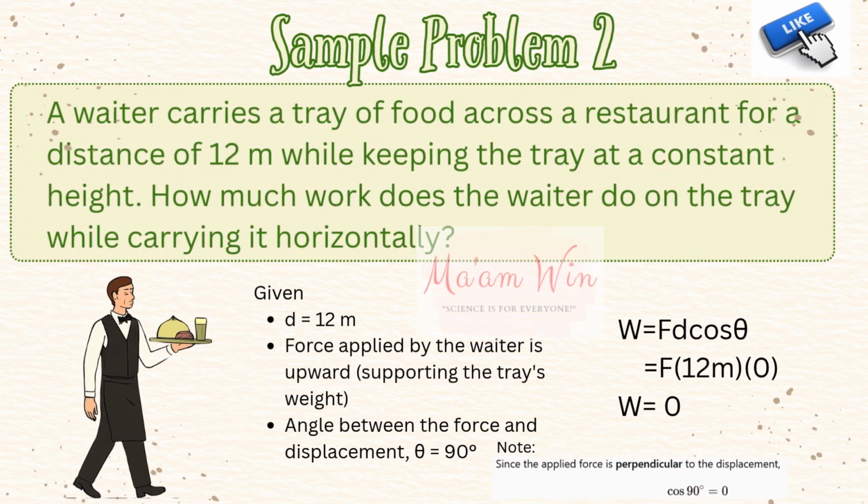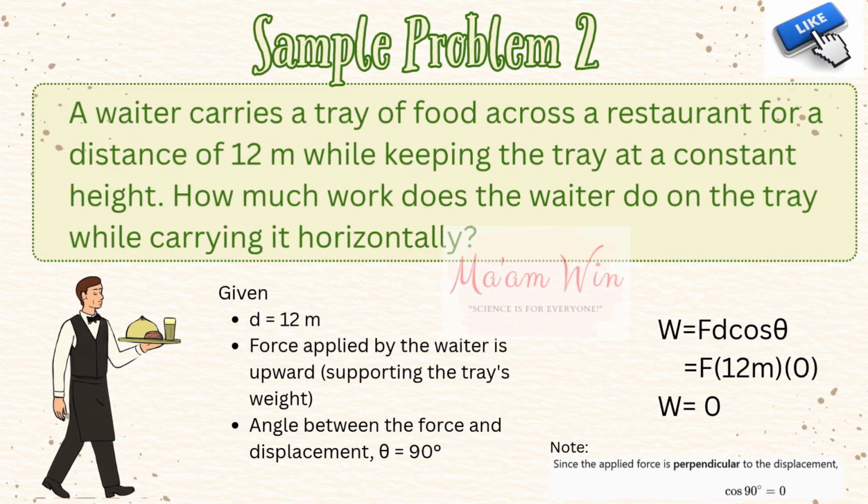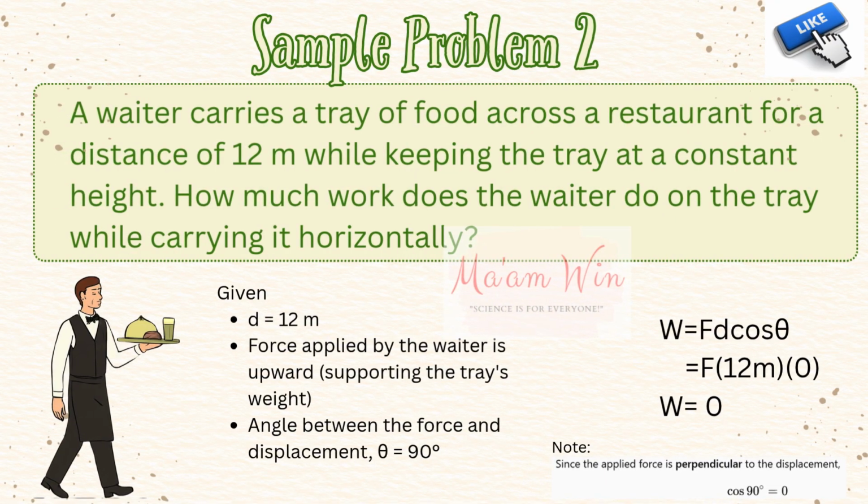Since cosine 90 degrees is equal to 0, the equation becomes W = F × 12 meters × 0 = 0 joules. Therefore, the work done by the waiter on the tray is 0 joules. These examples remind us that in physics, work depends not only on the amount of force applied, but also on the direction of the force relative to the object's motion.